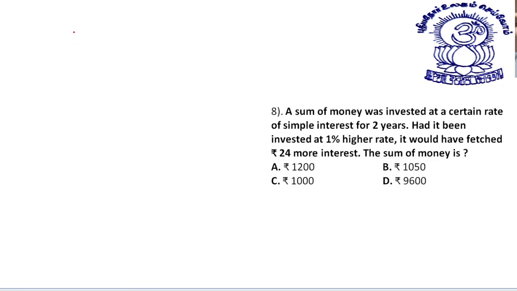A sum of money was invested at a certain rate of simple interest for 2 years. Had it been invested at 1% higher rate, it would have fetched rupees 24 more interest. Find the sum of money. See students, just focus on the thing which we need to calculate. 1% more for 2 years means 2% more.